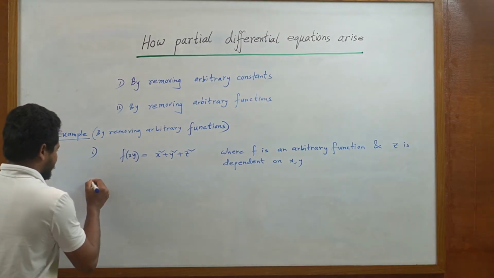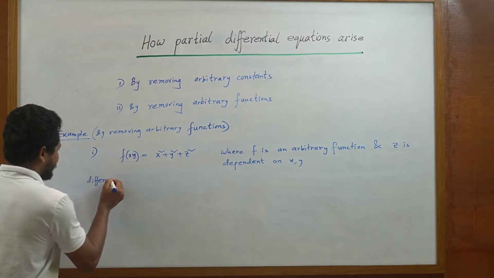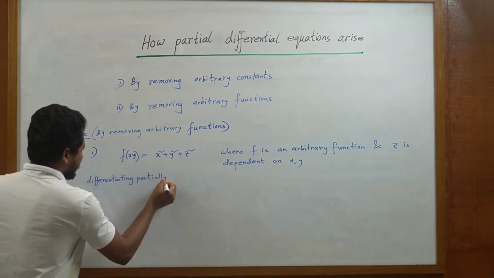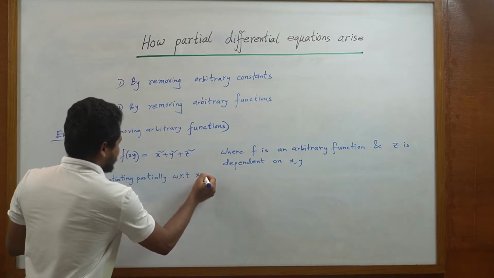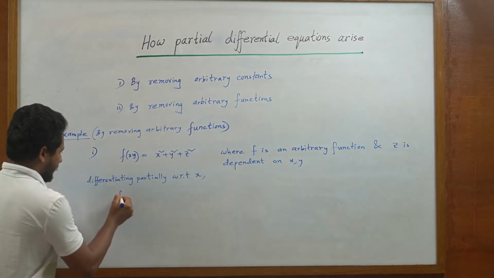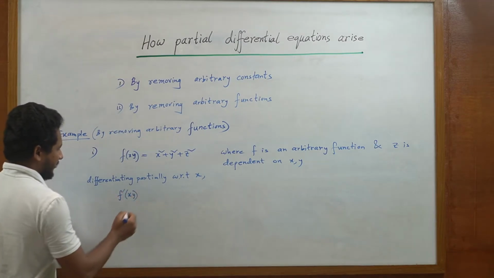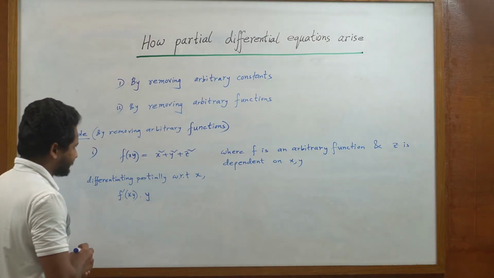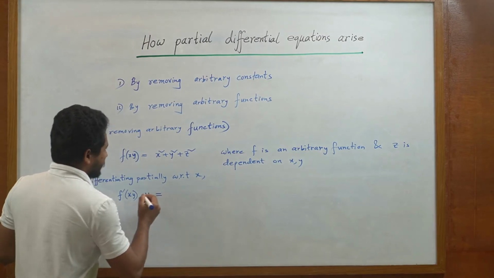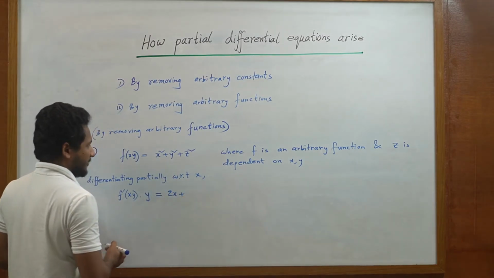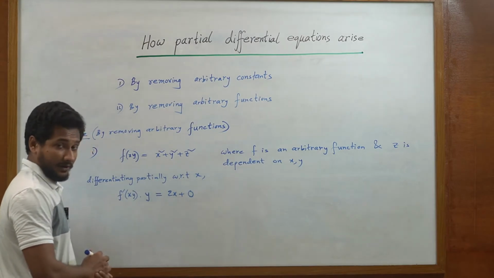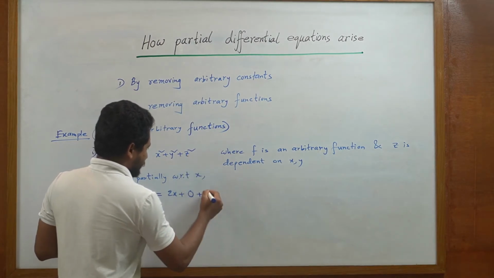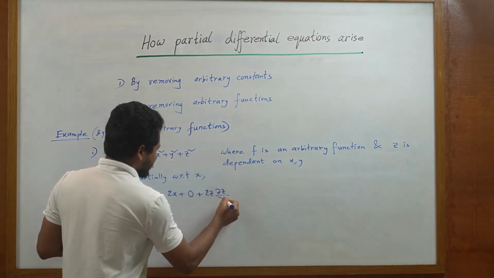Now differentiating partially with respect to x, we will get f dash xy into y equals twice x plus 0, because y is an independent variable and that is constant for this case, and twice z del z del x.